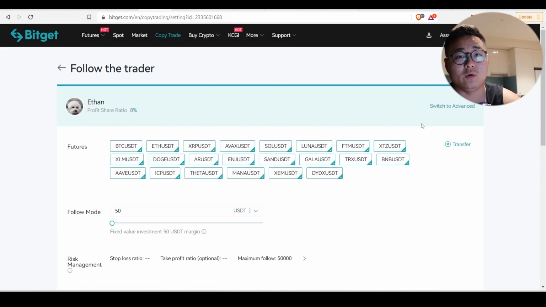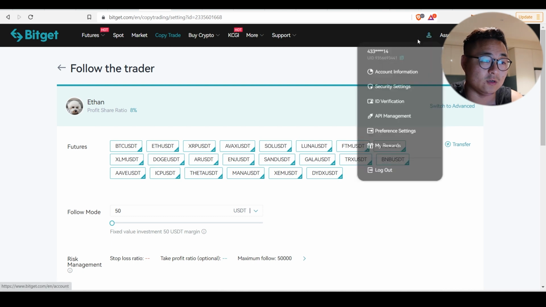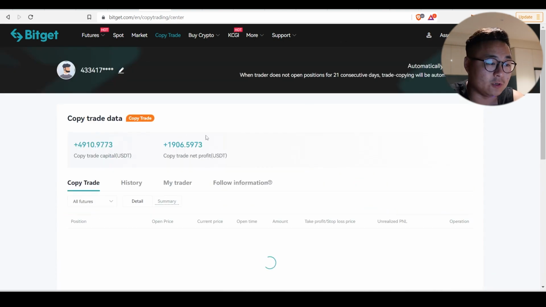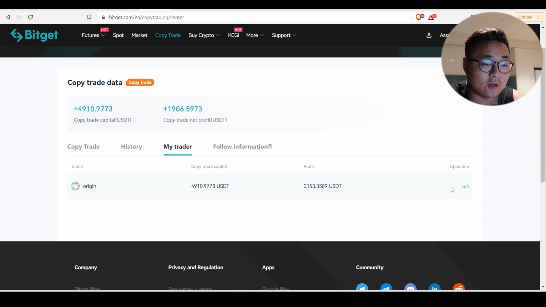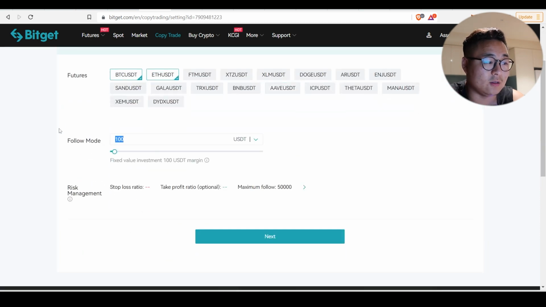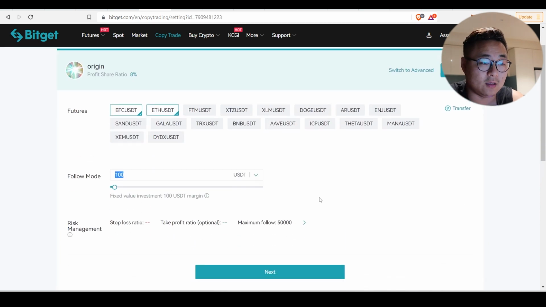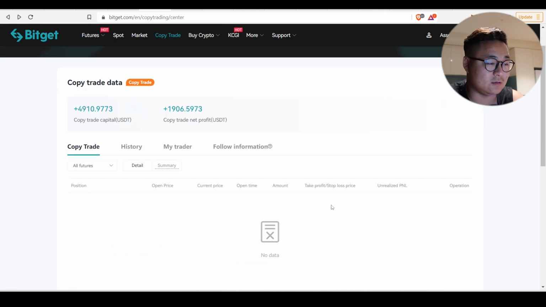So we'll follow on all of these asset classes, so that'll go in there straight away. What you can also do is go to copy trade, just like I've done just now. Go to my trader and you press edit, and then from here you can change your follow amount, and then you can press next, and that's a good way to move forward. Away you go.